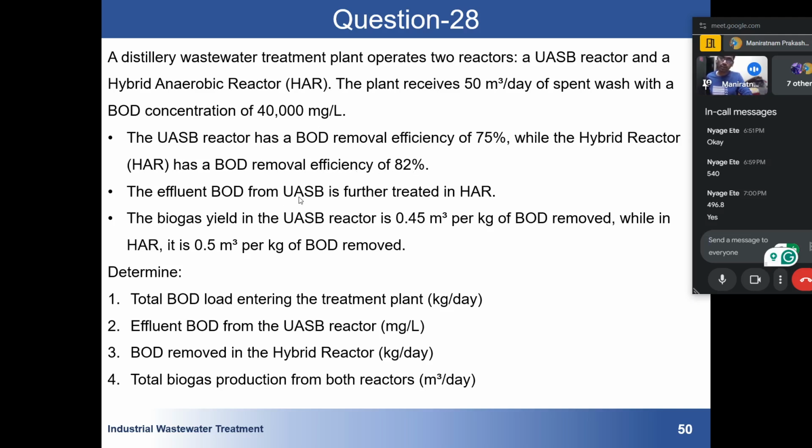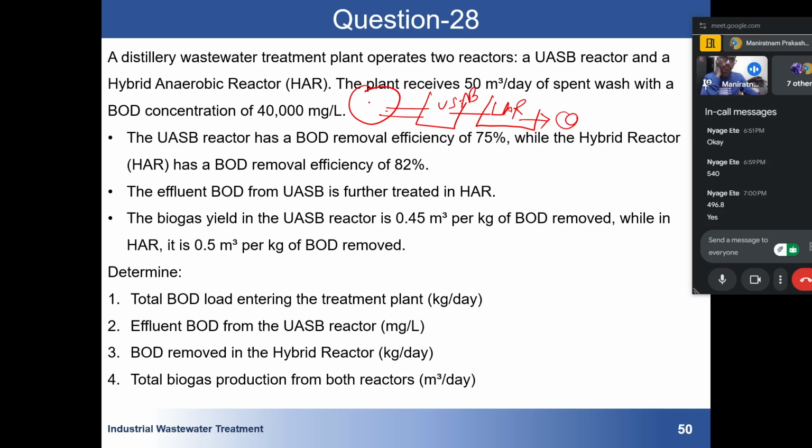The effluent BOD from UASB is further treated. So remember, first it is being treated in the UASB. Suppose this is our wastewater being treated. Initially it will pass through the UASB. After treatment it will be passed through the HAR. And finally we have treated wastewater.